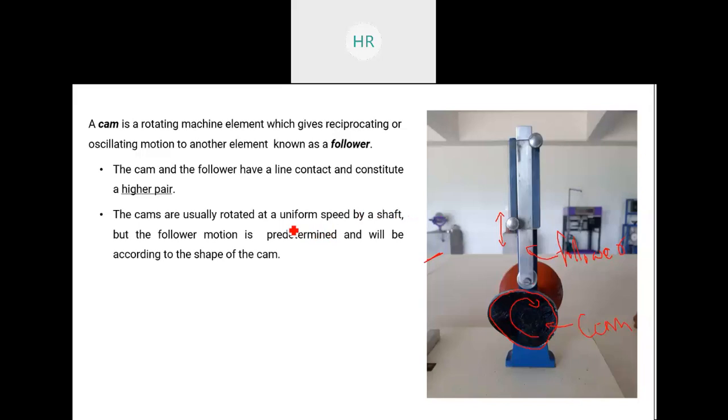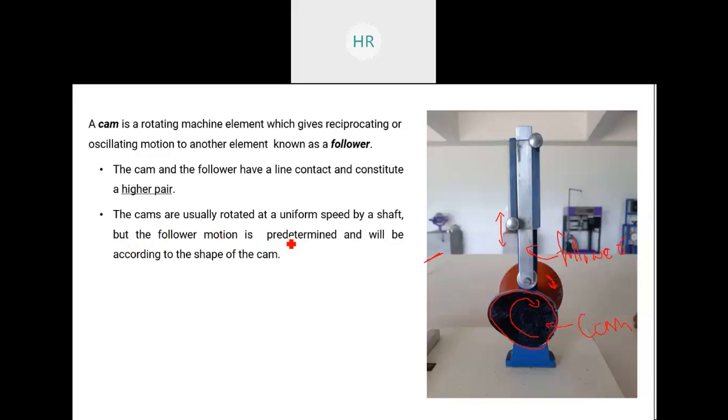The cams are usually rotated at uniform speed by a shaft. In this figure, this is actually a model available in our college lab. This red wheel behind it is attached to rotate this cam. You can consider it as a shaft also. In an actual machine, instead of this red wheel, we have a shaft. But to manually rotate it in our lab, we have attached this wheel. With the help of this wheel we will rotate this cam.